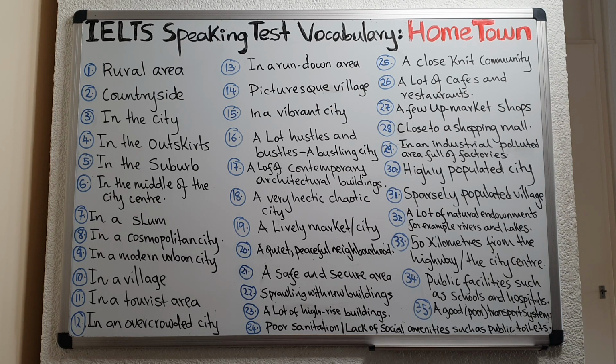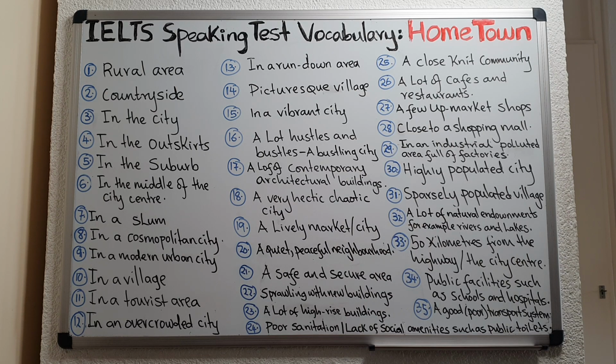Because if you're going to live in an area and you have children where there are no public facilities, for example, schools, then you'll have a problem, because then your children will not have schools that are close by for them to go to. Now, number 35, a good transport system.